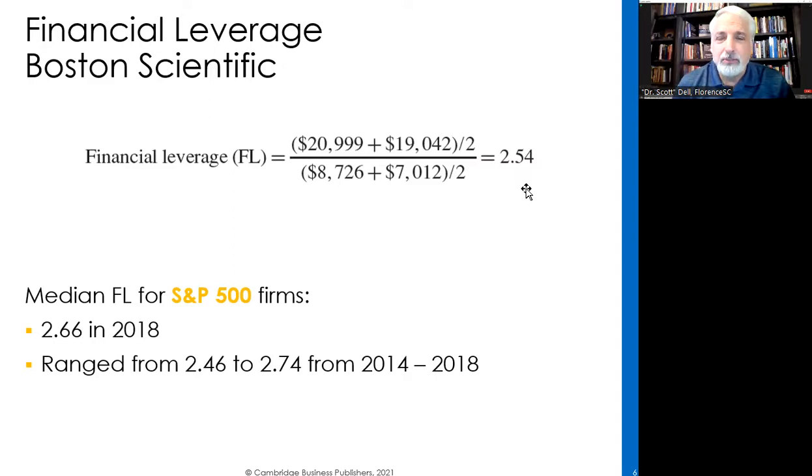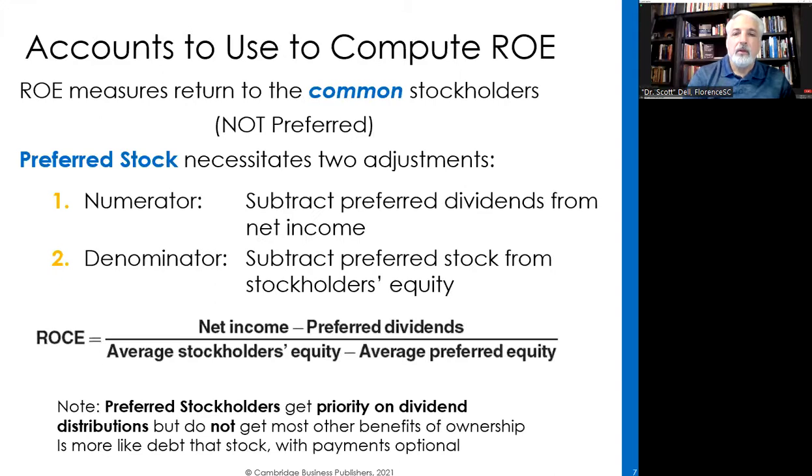Sometimes it's not always good to be higher as a net income percentage. Maybe you got that by laying off half your employees, or you sold off half your business and you made a profit on that half of the business you sold off, but you're never going to see that again. So these are all relative. The number by itself is meaningless, but the number with comparisons to something else now has meaning. So what's the median financial leverage? About 2.66 in 2018, range from 2.46 to 2.74 from 2014 to 2018 on the S&P 500, again, Standard & Poor's 500.